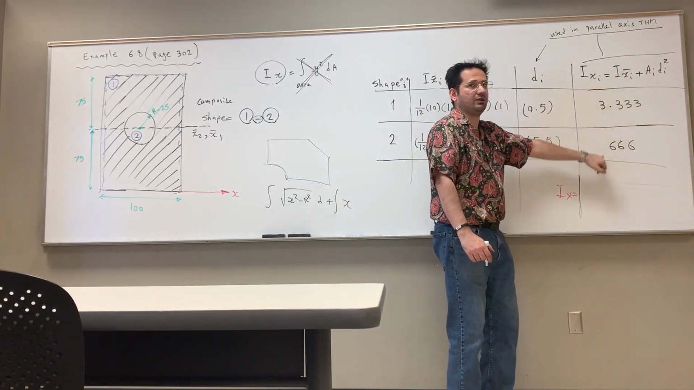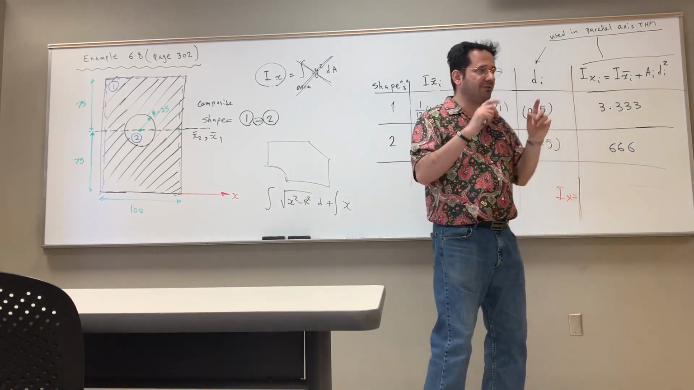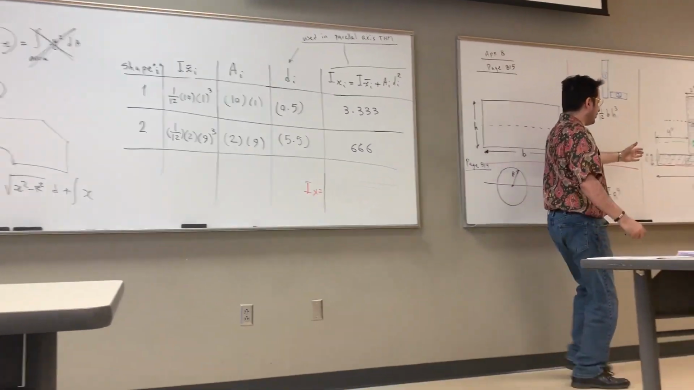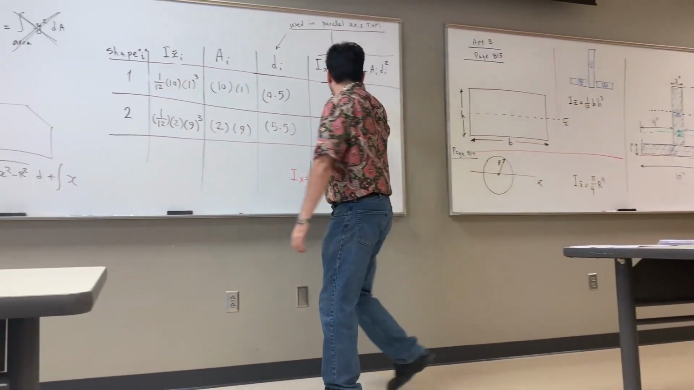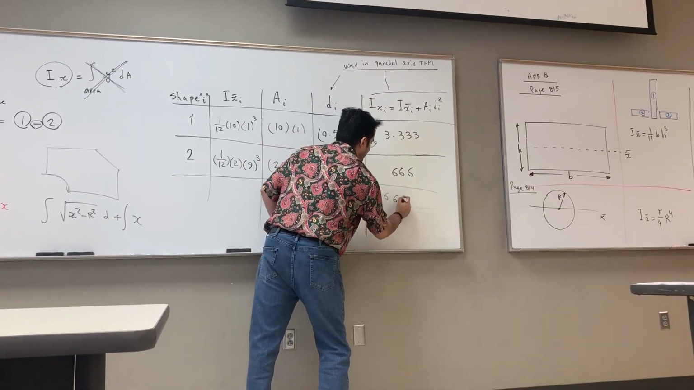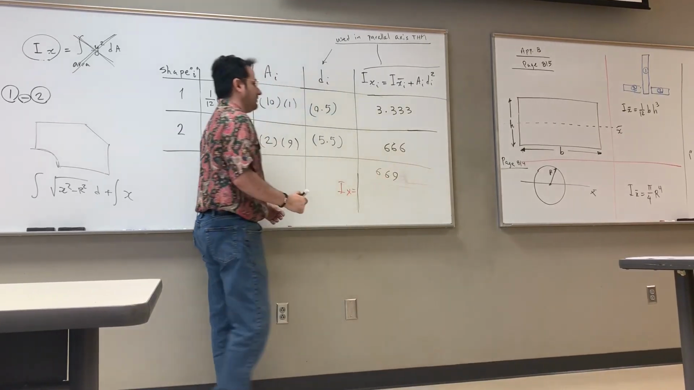So the final answer is going to be this one plus this one. And now it's time to double check. Do I have holes here, negative signs? No. There is no hole. Both of them are positive. Both of them are the actual values. So let's just add them together. So we get 669.3, or simply 669.